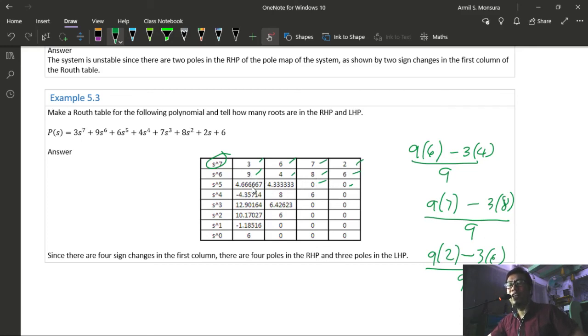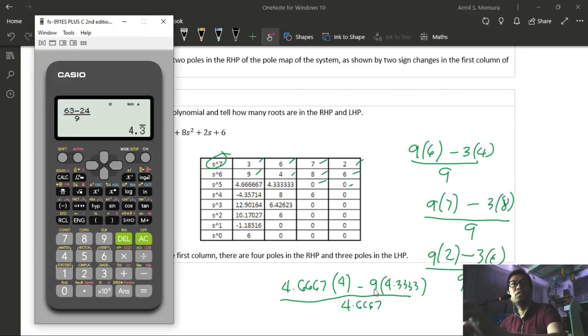Okay? So, ayan. Ito muna. 9 times ito. So, ito tsaka to. Tapos ito tsaka to. Para ma-compute natin to. So, this should be 4.6667 times 4 minus 9 times 4.3333 divided by 4.6667. So, pag kinompute natin yan, that should give you negative 4.357071. Okay. So, ayan.